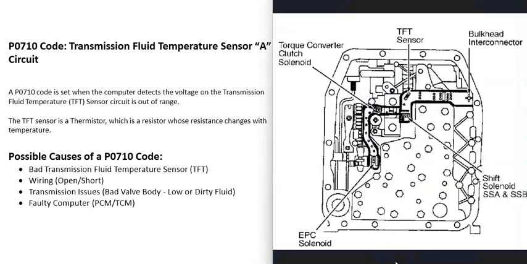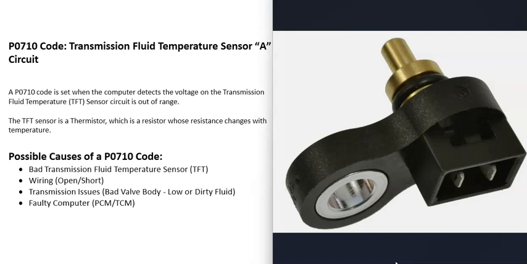Well, basically modern transmissions have a lot of sensors built into them. And one of these sensors is called the transmission fluid temperature sensor, or TFT sensor. All this sensor does is report back to the computer what the temperature of the fluid inside the transmission is. But when you get this P0710 code, the computer's seeing some kind of problem with this sensor, and so it's got to be troubleshooted to know why.